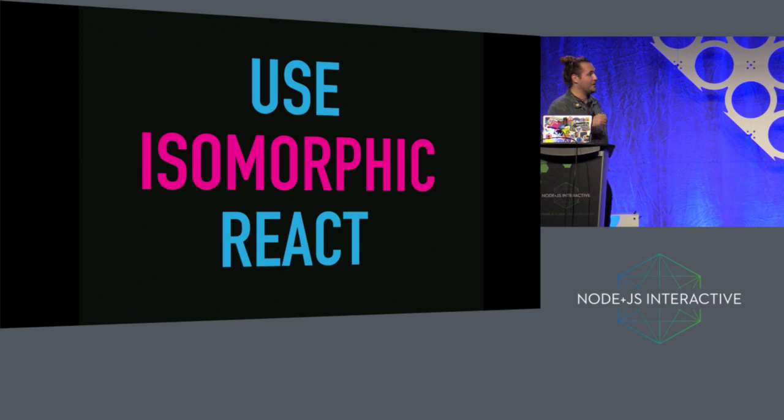Cool. So, isomorphic React. We're actually using isomorphic React at Best Buy these days, and that's for one big reason. Isomorphic, or if you've heard the word universal, are kind of synonyms for each other. What that means is you are doing the initial render of your component on a server.